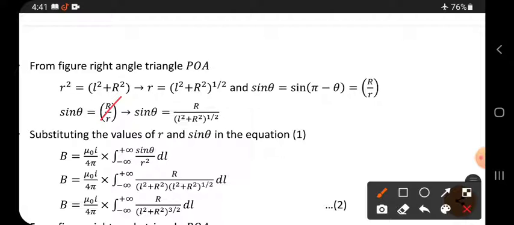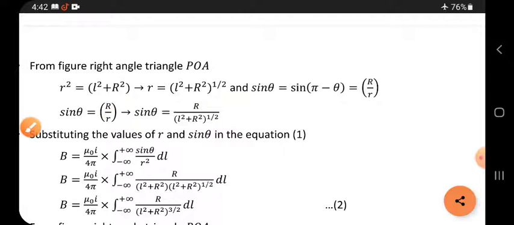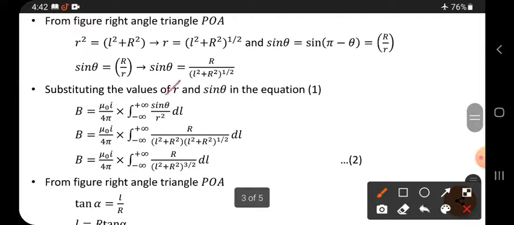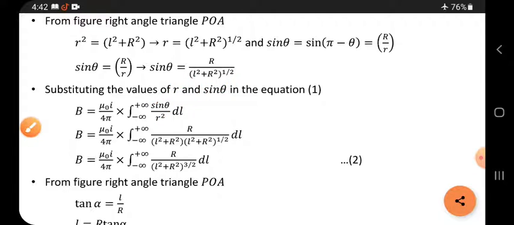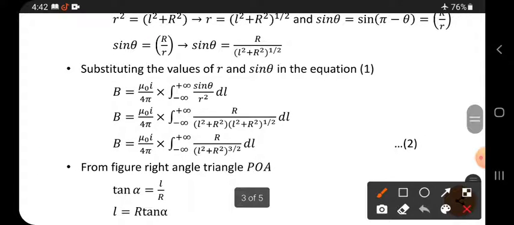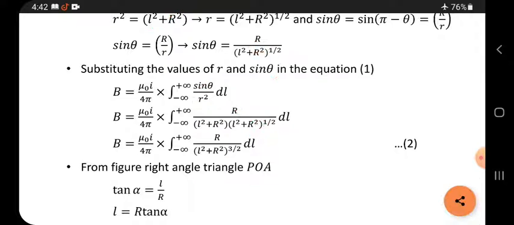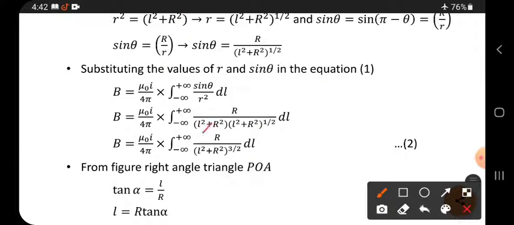So sine theta is equal to R by r. Now substitute small r and sine theta in the above equation, equation 1. Substituting, in the place of sine theta, simply R by this one. And r square is this one, so these two are the same in the denominator. So then what can we get?